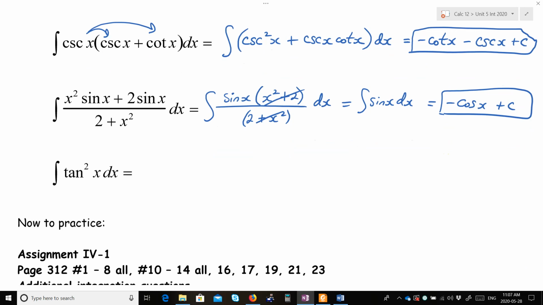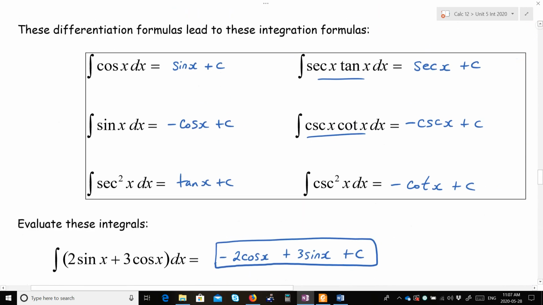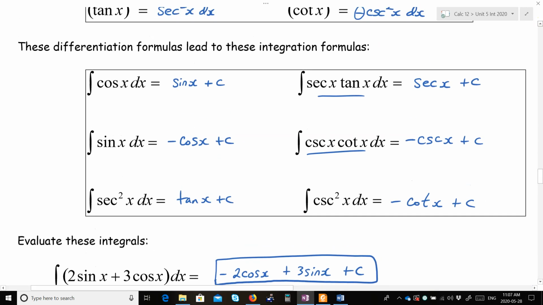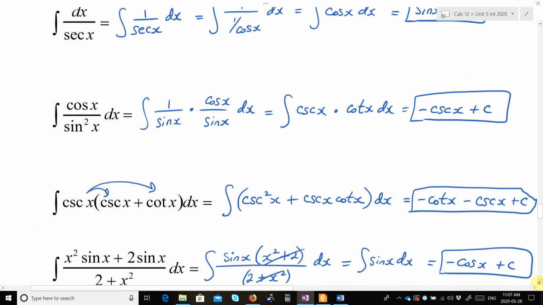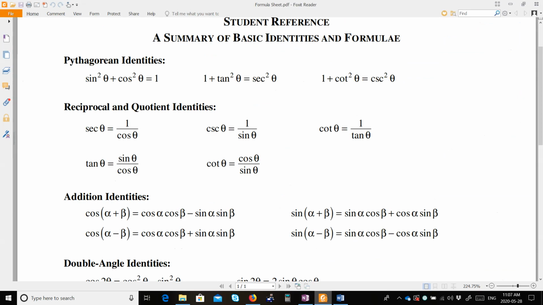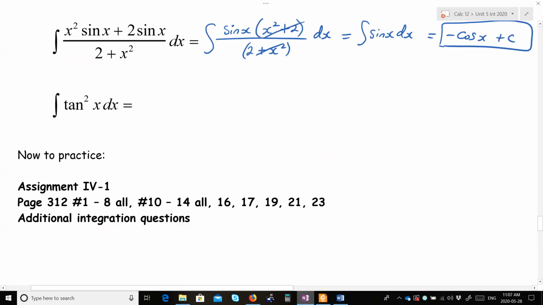And then finally we finish off with the integral of tan squared x. Now we don't have a formula for tan squared x, do we? If we go back to our formulas, there is no tan squared x. So that means identity sheet. Tan squared shows up right here, right? 1 plus tan squared x is equal to secant squared x.